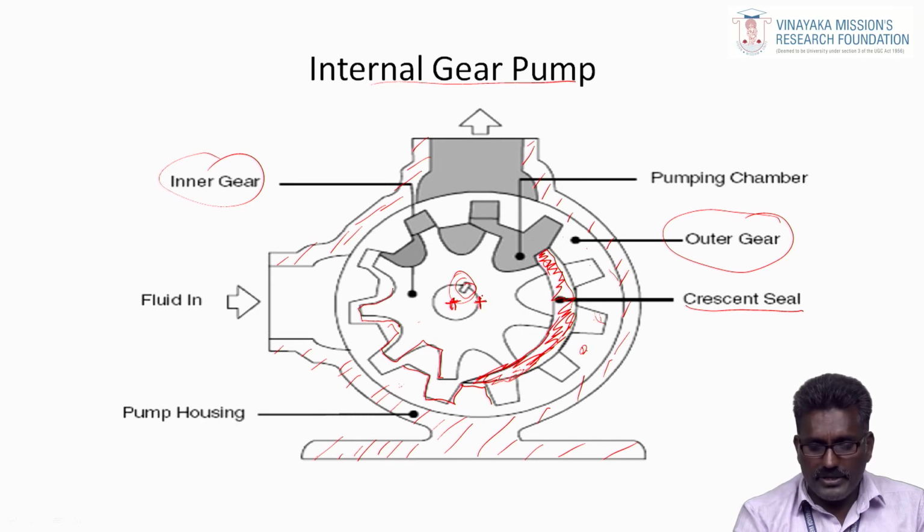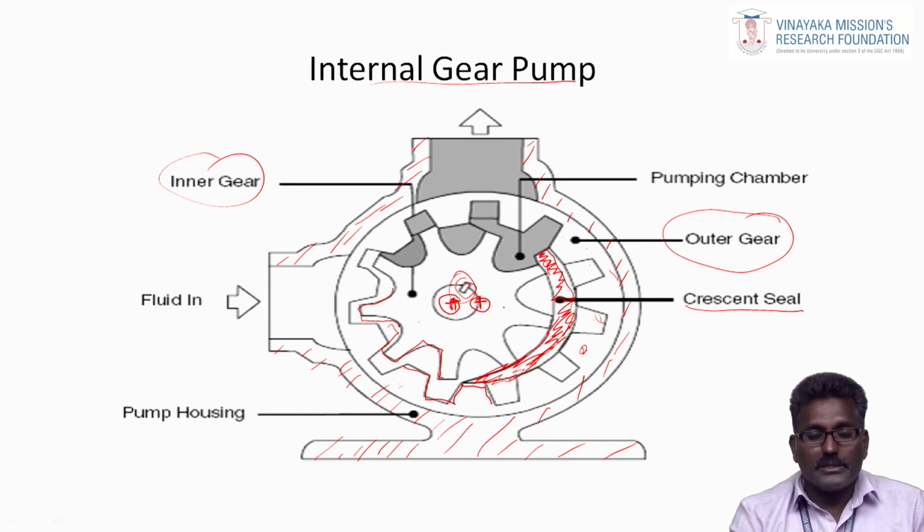The center of the internal gear is located somewhere outer. So both the gears are not located in a concentric manner, these two gears are located in a somewhat eccentric manner, that is based on the thickness of this crescent seal. Okay. So the crescent seal separates the internal and external gear.